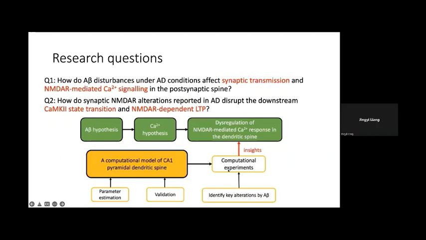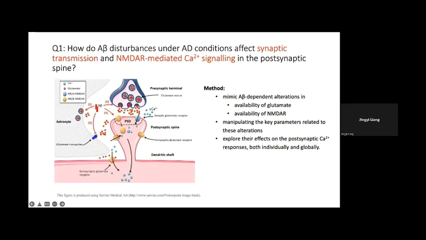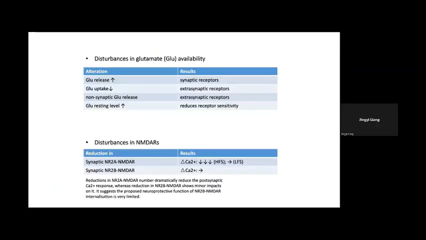Then we can start our computational experiments to answer these 2 questions. For the first one, the alterations by amyloid beta are going to be investigated at the availability of the glutamate and the availability of the receptor. To mimic these alterations, we manipulated the key parameters related to those alterations and ran the simulations separately. These are the results of our simulation.